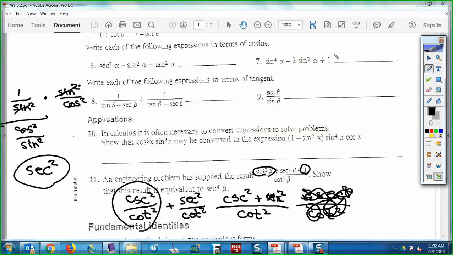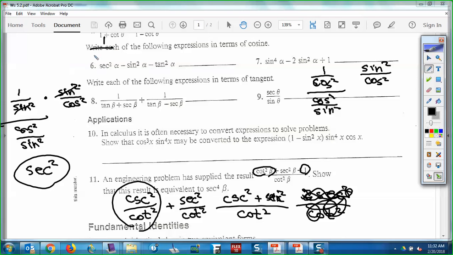And now this one's not as nice. Secant squared would be 1 over cosine squared. And then that's cosine squared over sine squared. When we flip that one, we're going to get sine squared over cosine squared. So that's sine squared over cosine to the 4th. Oh yeah, that's actually going to work. So this one, we got secant squared.